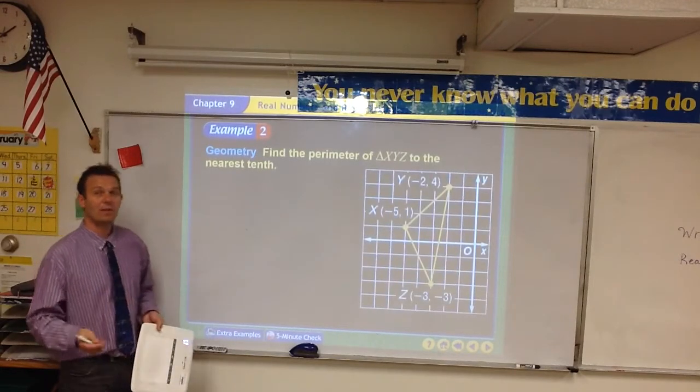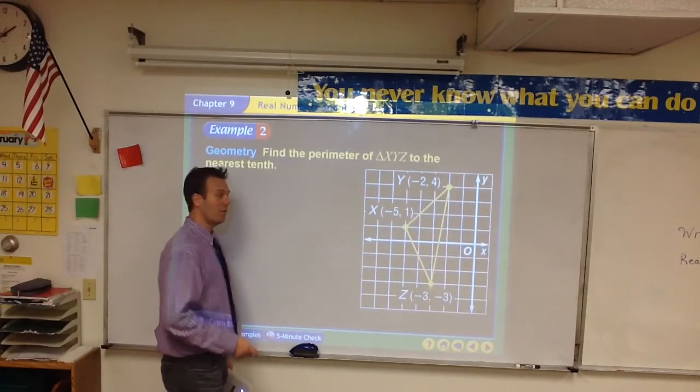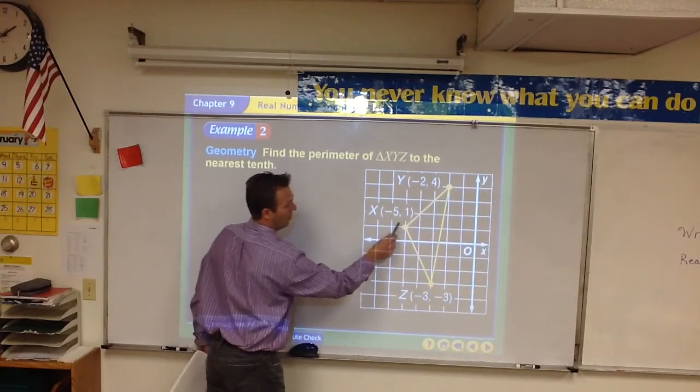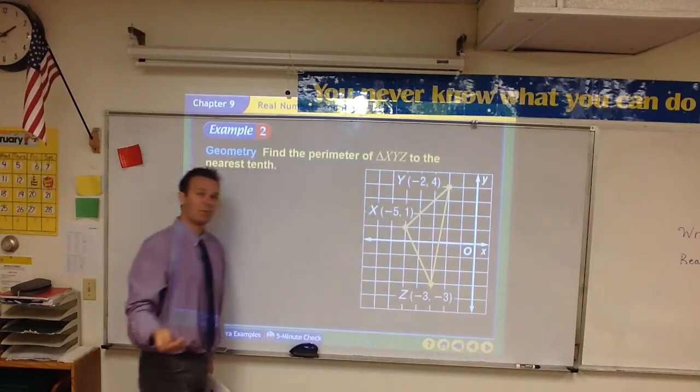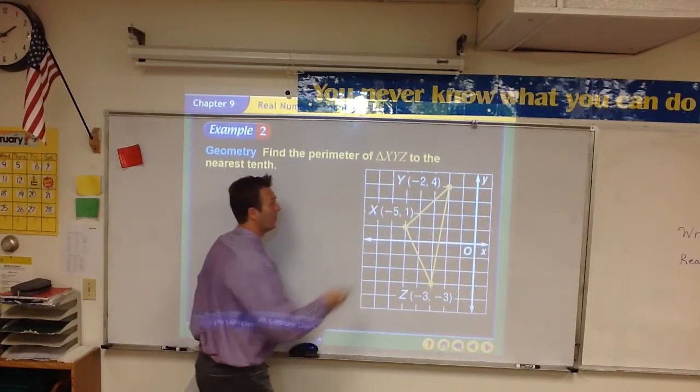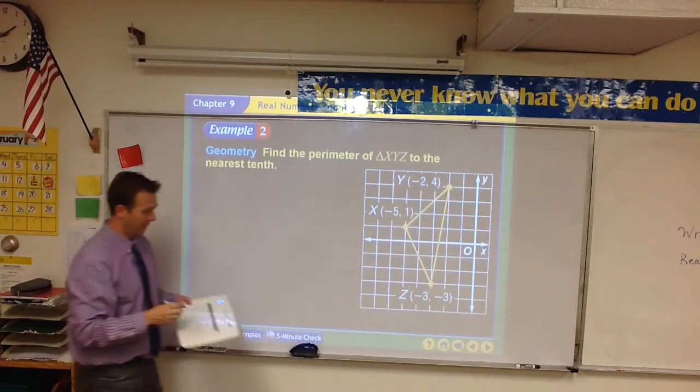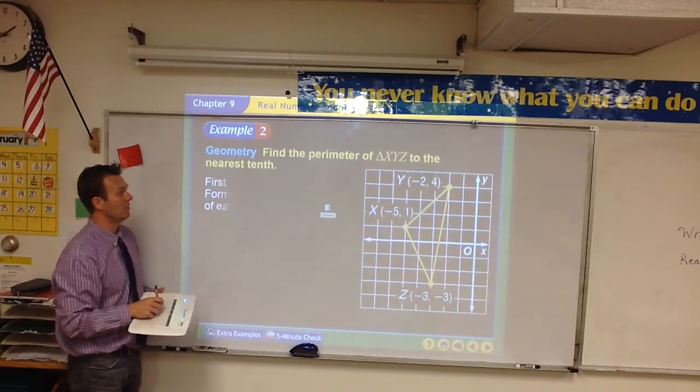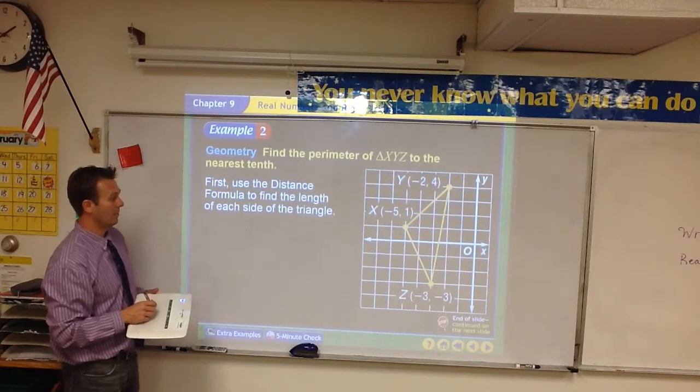Example number 2. Now, what they want you to do is use the distance formula. It's like 3 separate segments, 1, 2, 3. They want you to find the perimeter. So it's going to take a little bit of work. You have to do the formula for that, right? So 3 times you have to actually use the distance formula. That is what you're going to have to do.